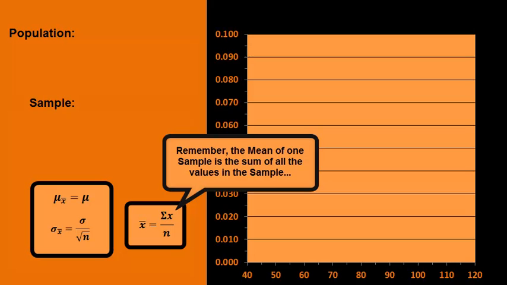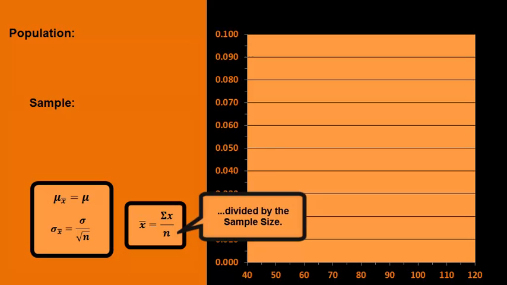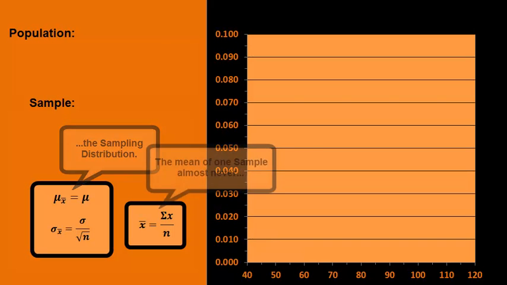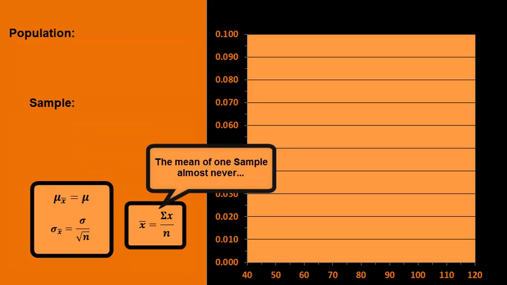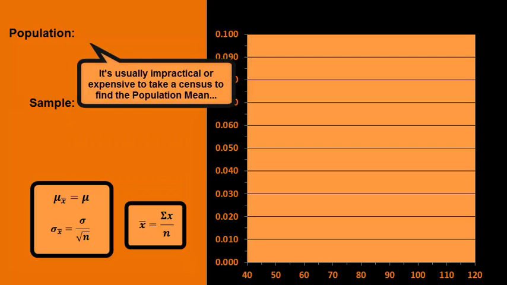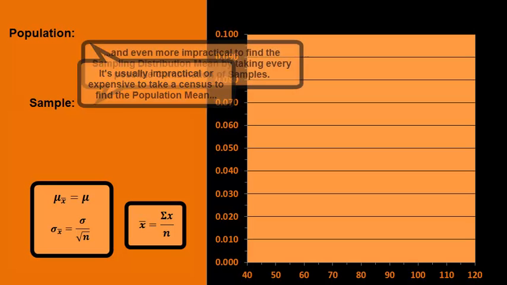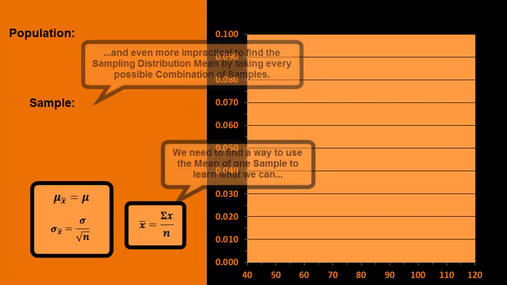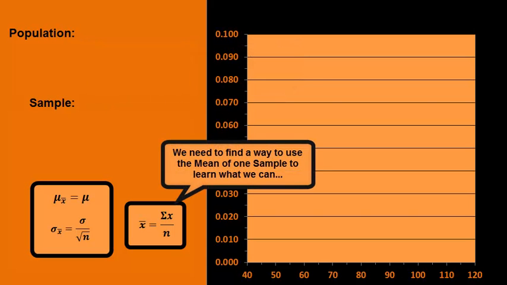Remember, the mean of one sample is the sum of all the values in the sample divided by the sample size. One sample is only one member of the sampling distribution. The mean of one sample almost never equals the mean of the sampling distribution. It's usually impractical or expensive to take a census to find the population mean, and even more impractical to find the sampling distribution mean by taking every possible combination of samples. We need to find a way to use the mean of one sample to learn what we can about the population mean.